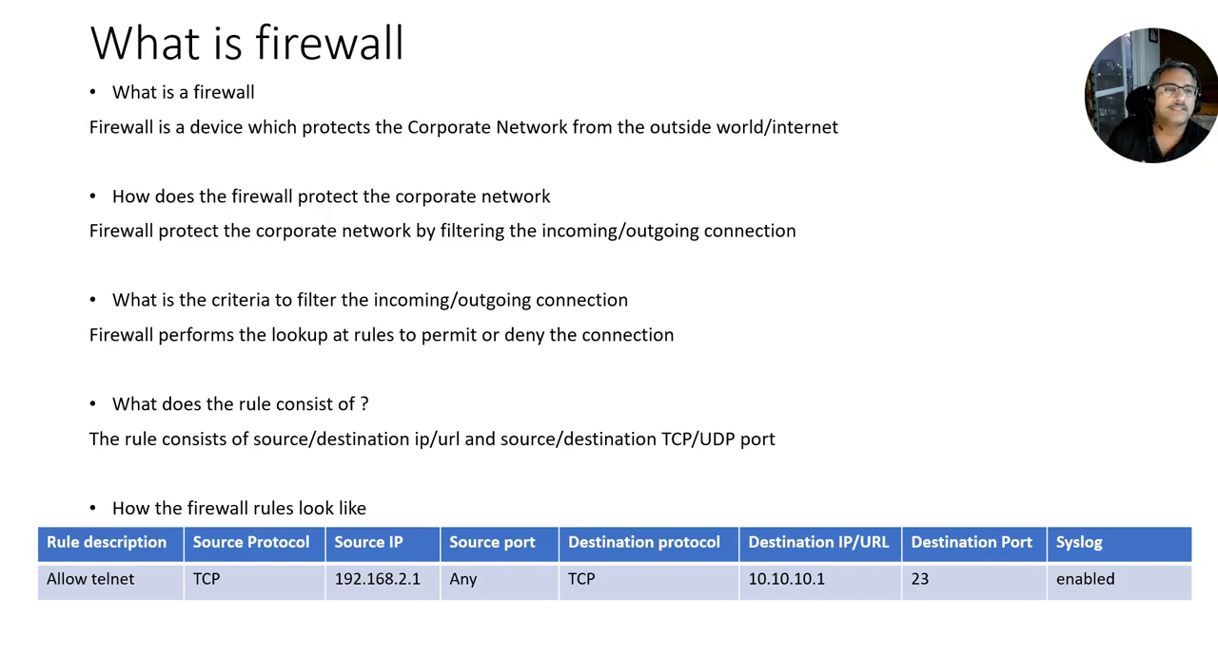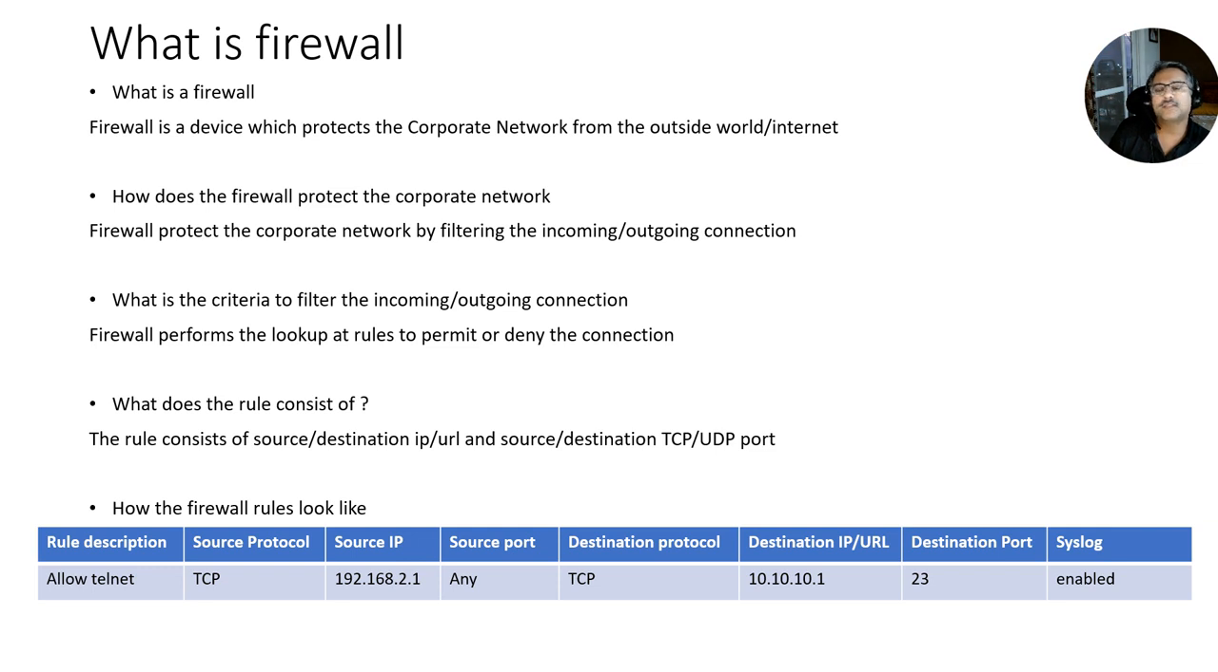On what basis? What is the criteria to filter the incoming or outgoing connection? Basically, the firewall will perform a lookup at the rules to permit or deny a connection, for outgoing as well as incoming connections. Now, what does that rule consist of? What do you mean by a rule?